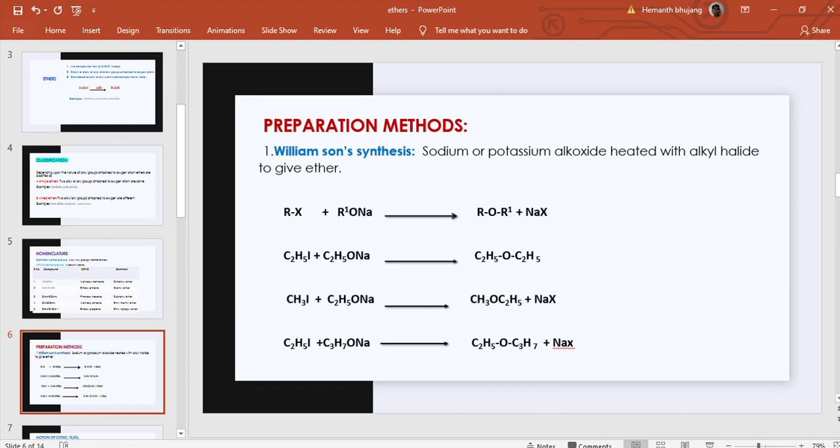Now we can write the products. If we take ethyl iodide and sodium ethoxide, what happens? Just eliminate sodium iodide between these two and combine these two, then we will get C2H5O C2H5, which is nothing but diethyl ether. And we can also write when methyl iodide is heated with sodium ethoxide. Again the sodium iodide is eliminated and here we get a mixed ether, that is CH3O C2H5.